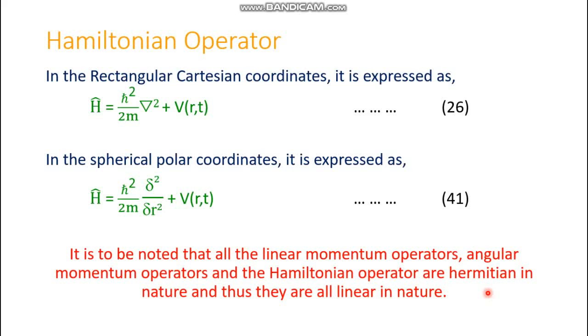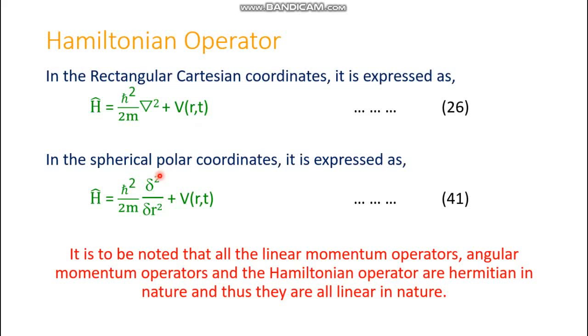And now the Hamiltonian operator, we all know about this. We have already determined the value of the Hamiltonian operator. We obtained equation number 26 in the previous lecture number 6, and the expression of the Hamiltonian operator in rectangular Cartesian coordinates is minus h cross squared by twice m Laplacian plus V, that is the potential energy, as a function of r and t, that means its radial function and time.